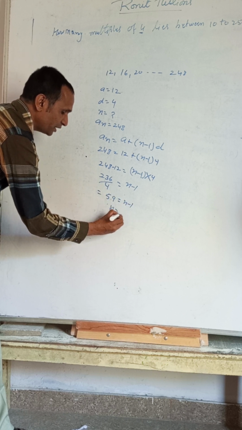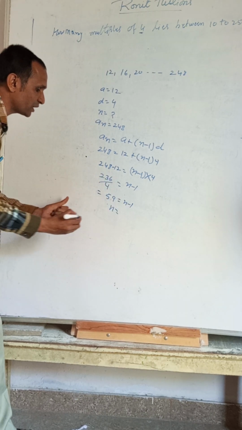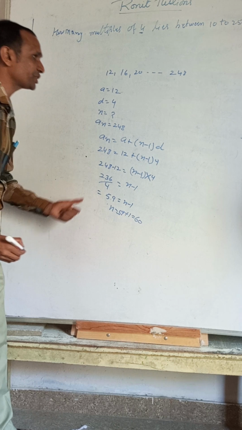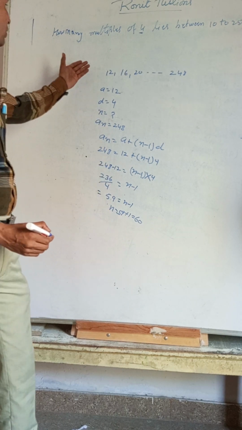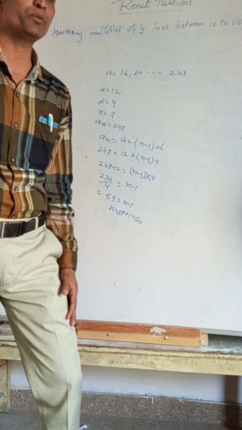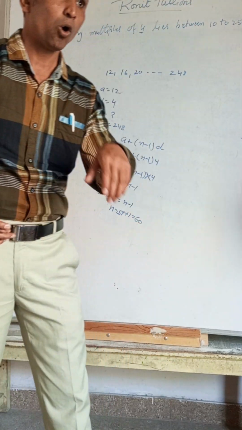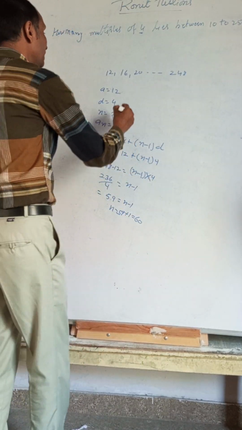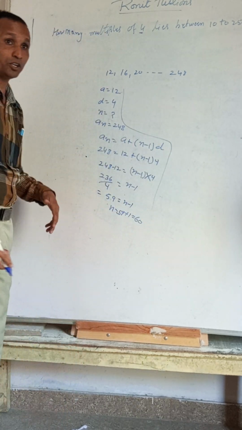So n is equal to what? n is equal to 59 plus 1, which is 60. There are 60 terms in that. There are a total of 60 numbers that are multiples of 4, or that are divisible by 4. This is the little process for your purpose.